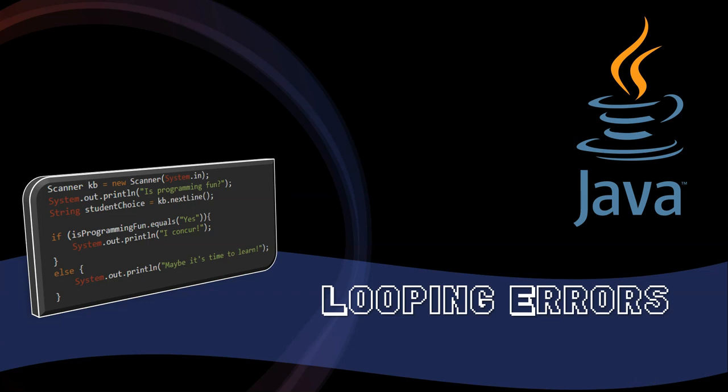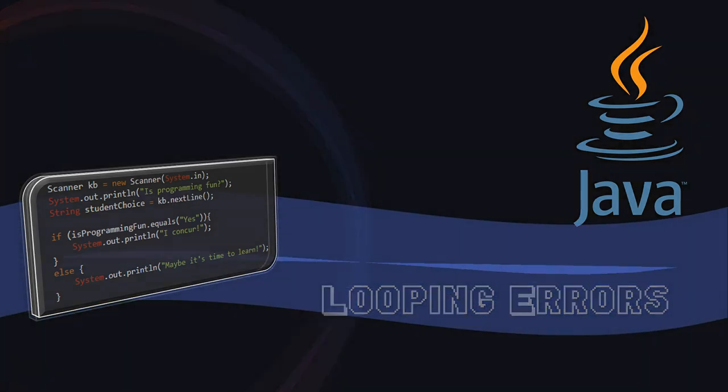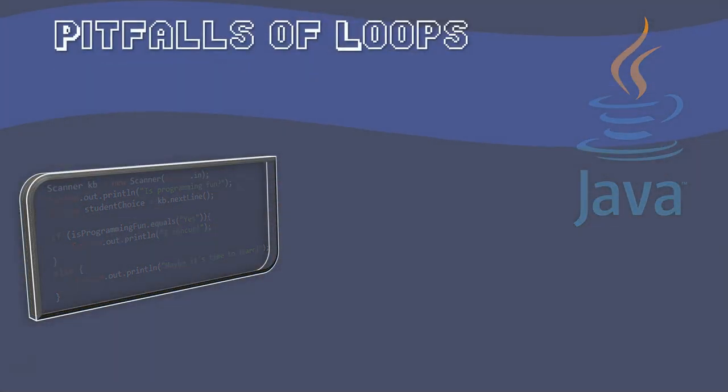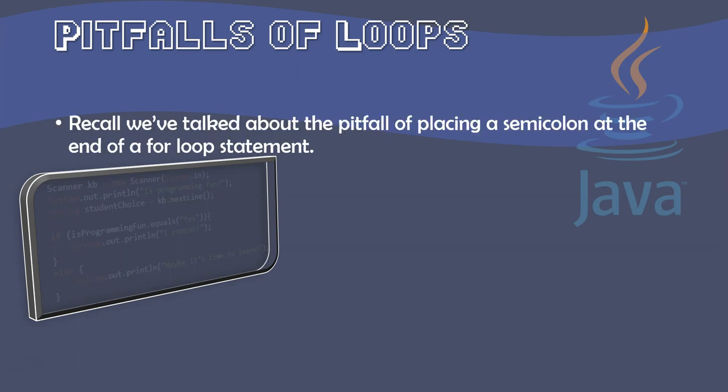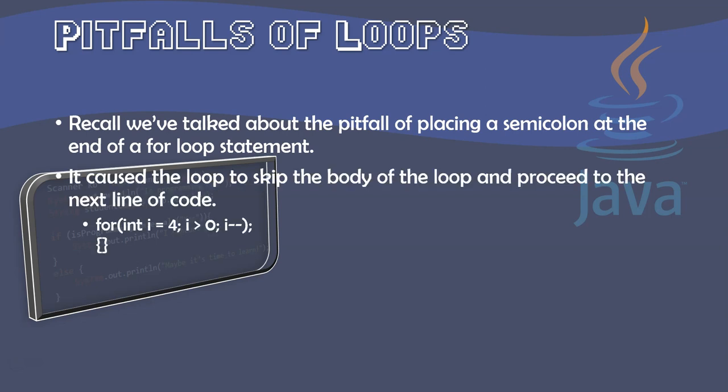And welcome back. As we continue our journey working through loops, let's take a moment to address a couple of looping errors that you might encounter. The first thing we have to address is the pitfalls of using loops. We've already talked about the pitfall of placing a semicolon at the end of a for loop statement. It causes, of course, the loop to skip the loop body and proceed to the next line of code.